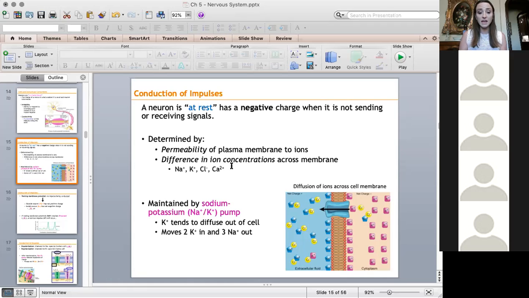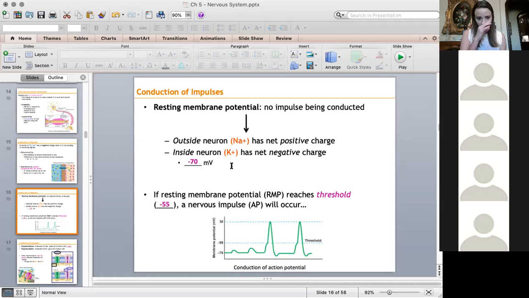And then the sodium and potassium pump. So we'll get to that as we move through this. Like we said, resting membrane potential: there's a negative charge on the inside of that neuron, and a positive charge on the outside of that neuron. You do have to know resting membrane potential is negative 70 millivolts.